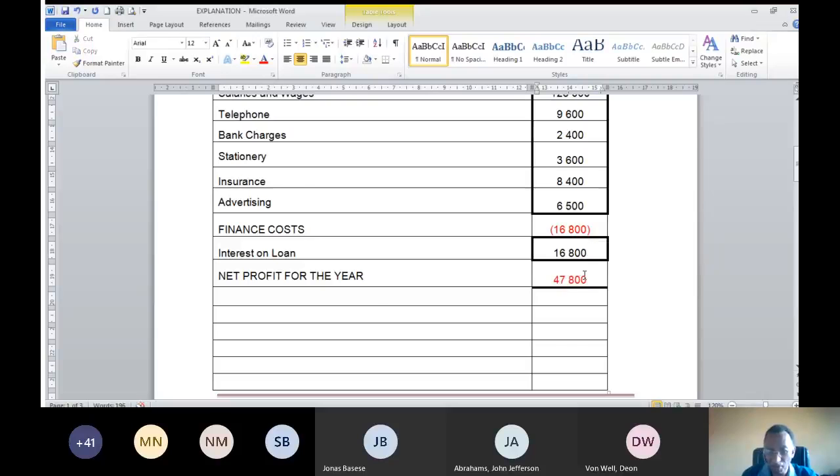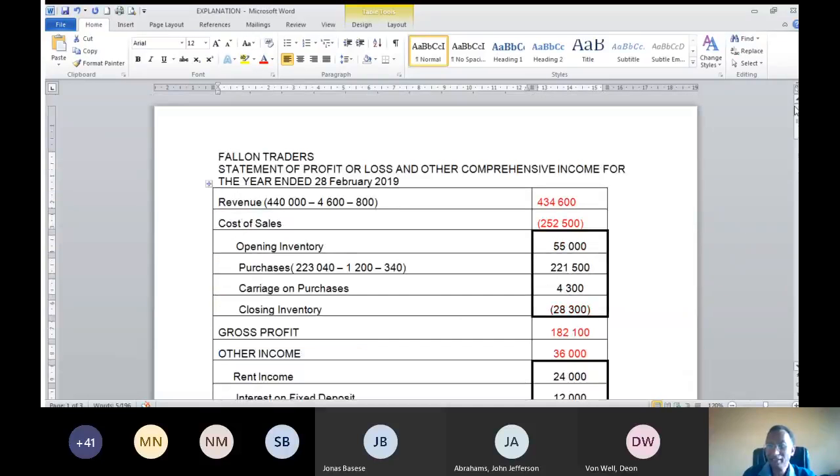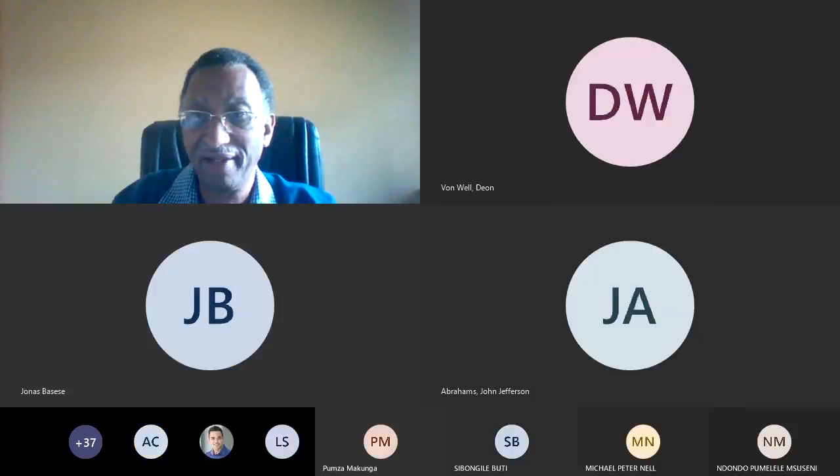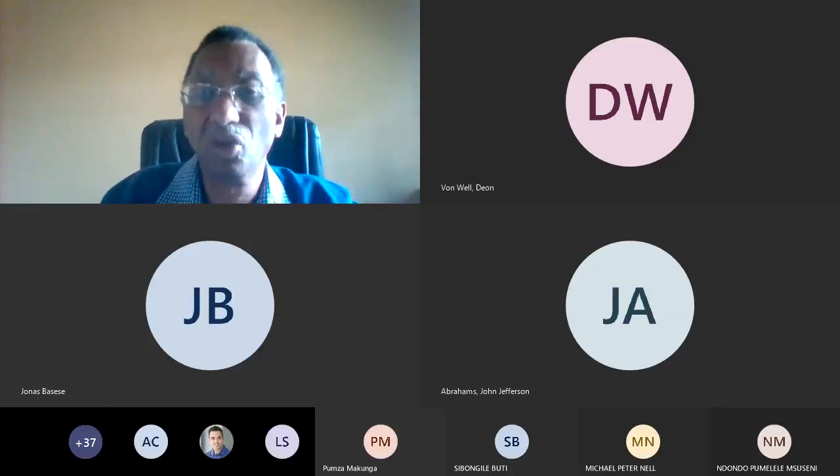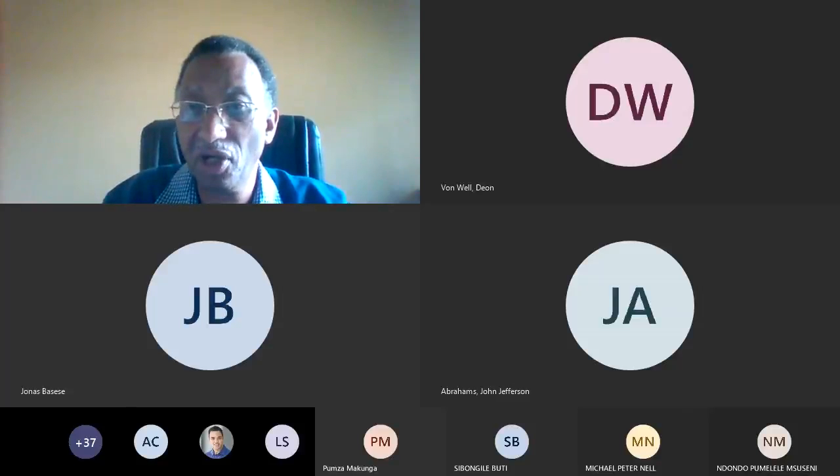And if this amount is positive, guys, we call that the net profit for the year. If your answer here is a minus, a negative amount, you will label it as the net loss for the year. Okay. But guys, that will take care of our first financial statement, guys, which is called the statement of profit and loss and other comprehensive income.